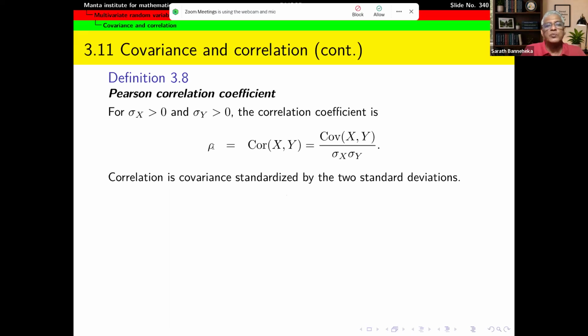So let's define rho to be the correlation between x and y. That is defined as the covariance between x and y divided by the product of the two standard deviations of x and y.